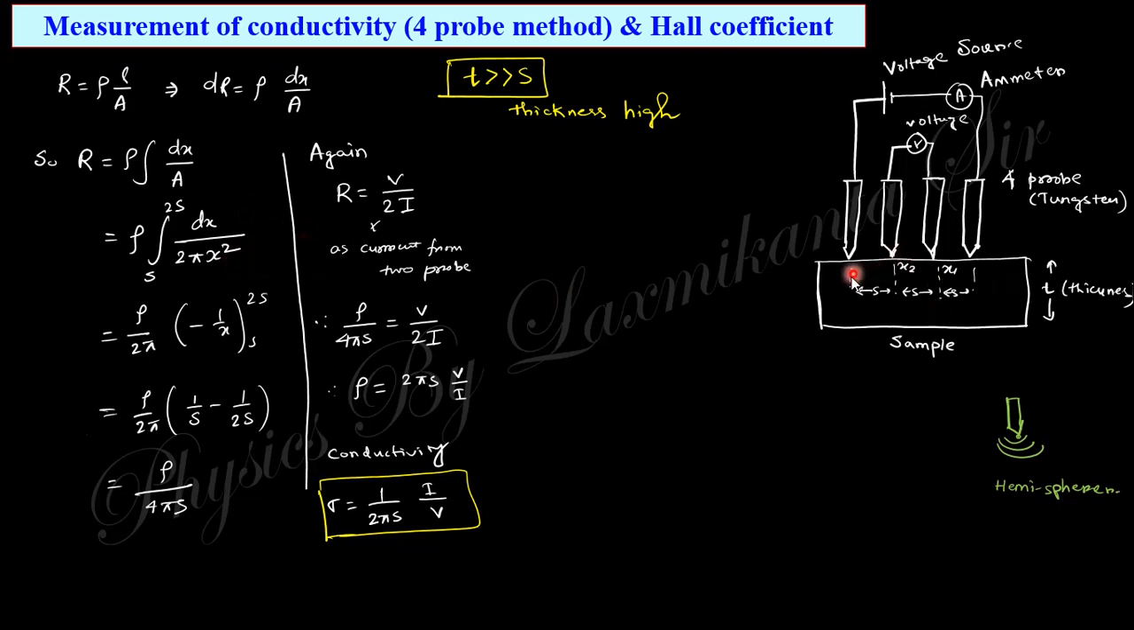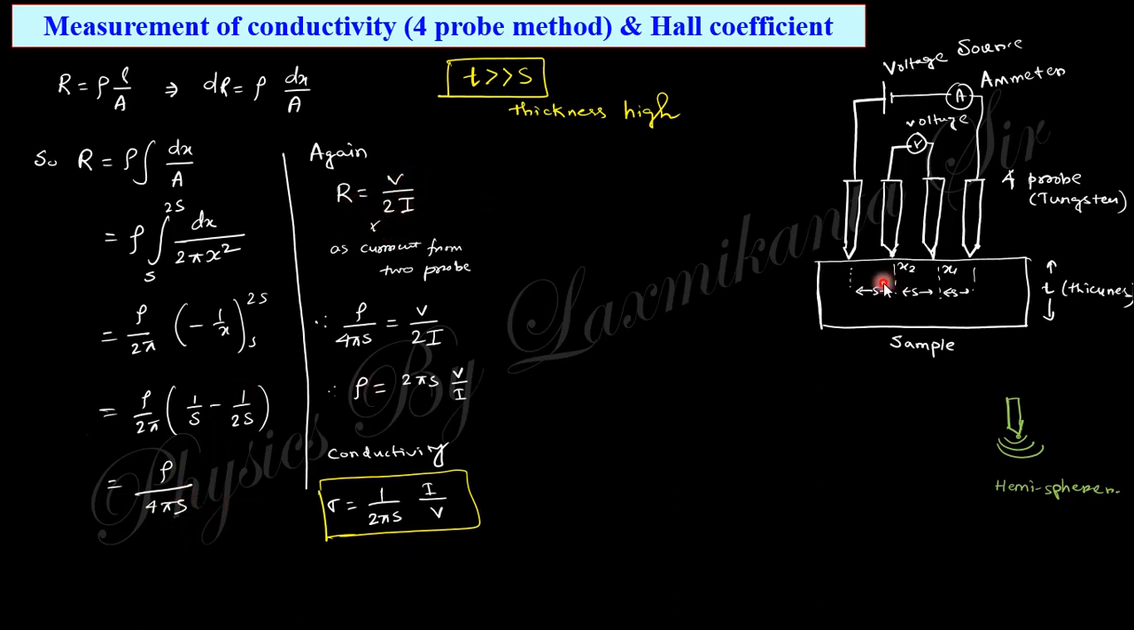Why? When the thickness is very large, these field lines are spherical, and this is a hemisphere. That means its upper side is not conducting or not included. So this hemisphere area is 2 pi x square. So integrating this, we get this final expression, and you know R equals V by I.